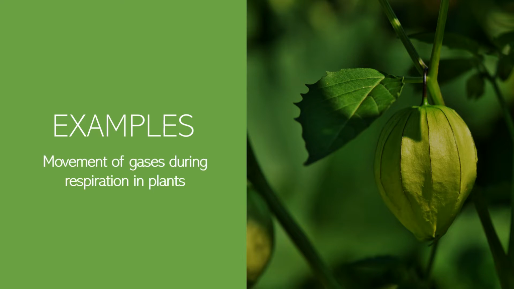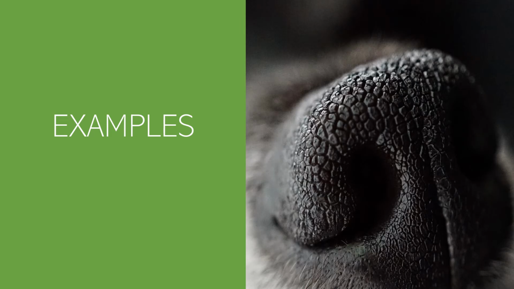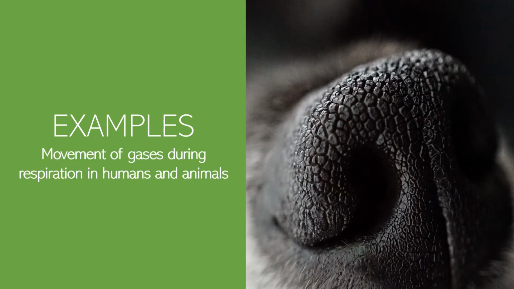Movement of gases during respiration is another example of diffusion. Oxygen goes in and carbon dioxide goes out through the stomata of the leaf. This takes place during nighttime. When animals and humans respire, this is another example of diffusion. Oxygen goes in and carbon dioxide goes out through the nose.